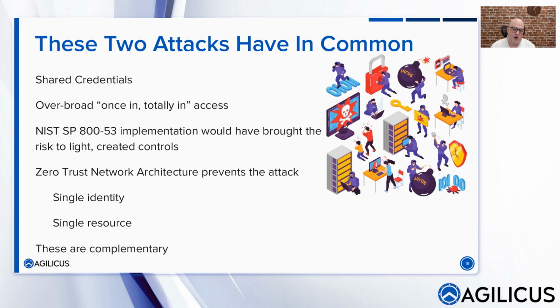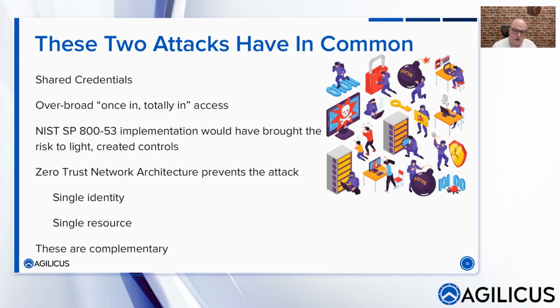The second thing they had in common was that it was overbroad: once in, you have access to everything. So their mindset was about access, getting the user in, rather than about zero trust, getting the user to the thing they need, as opposed to the location the thing is in. If they had implemented the NIST 853 standards, it would have brought this to light, it would have created awareness, controls, training, and there would have been an audit. These things probably wouldn't have happened.